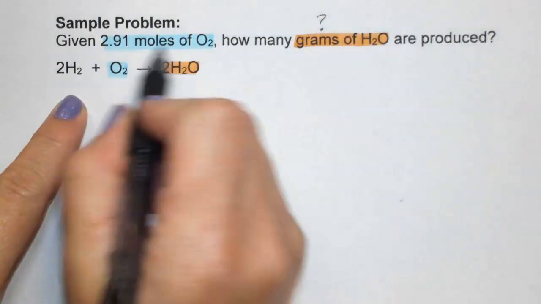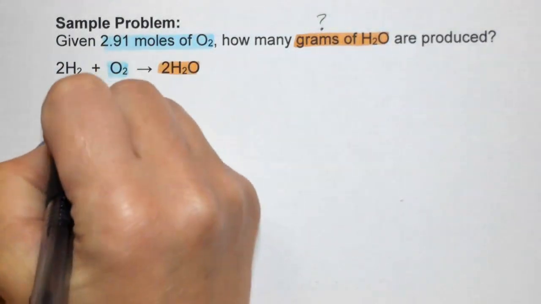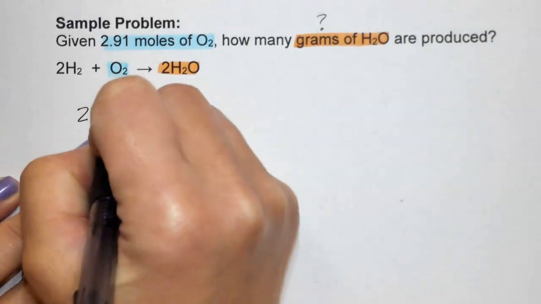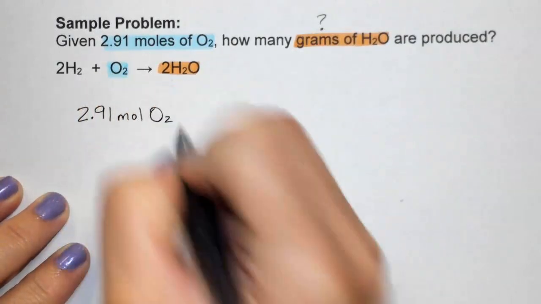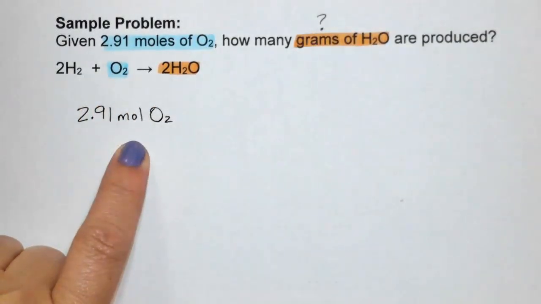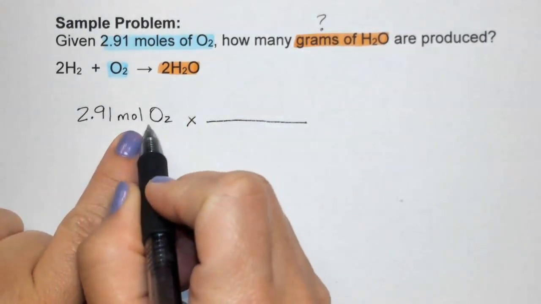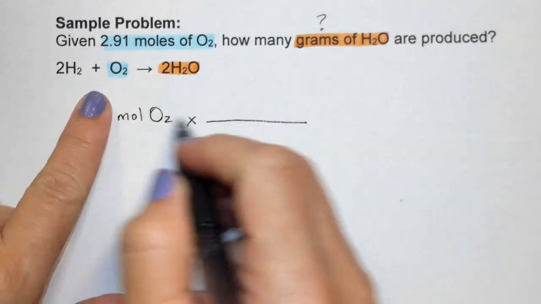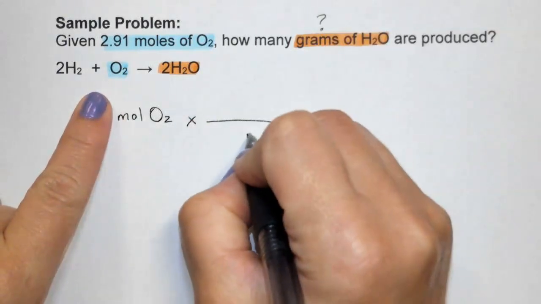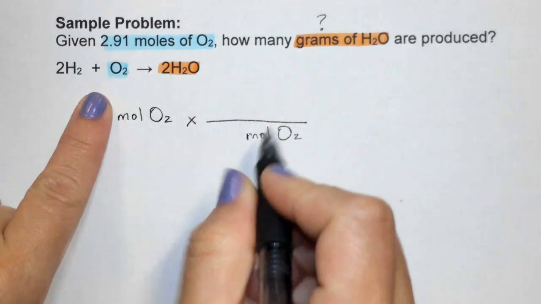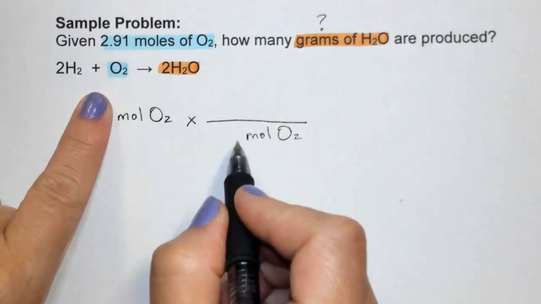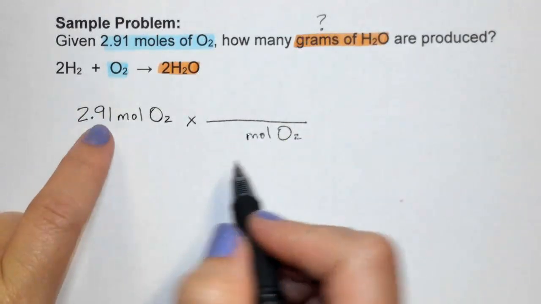So you're going to take your starting value, you're given 2.91 moles of O2, and then just write it out. For the next step, times, draw a line. We're going to take just the moles of O2, not the number, and place the moles of O2 at the bottom, and that's going to allow these to cancel with one another. Now, do not reuse numbers.